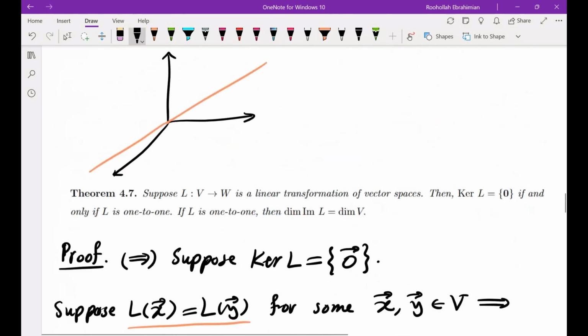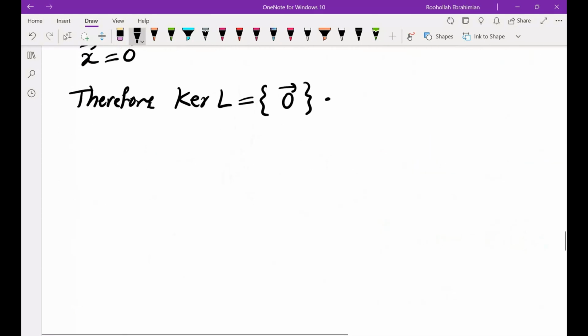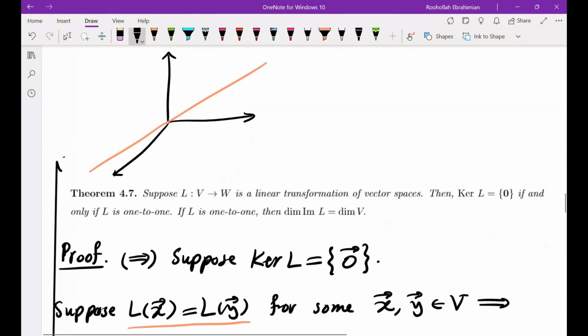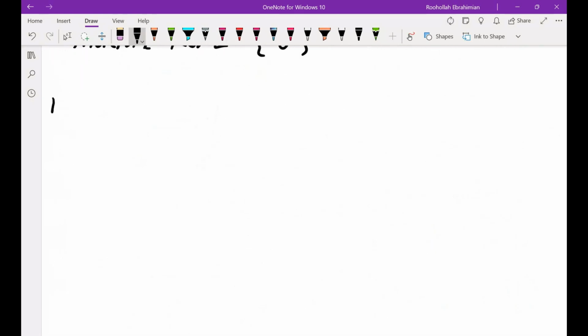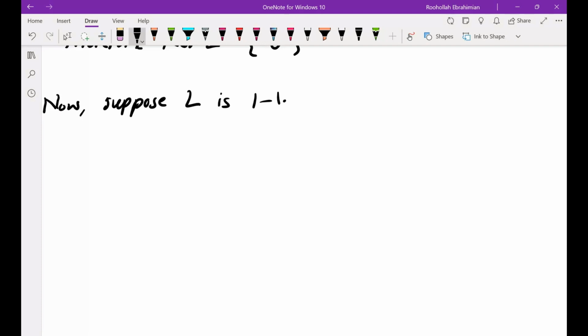Okay, so we showed that L is one-to-one if and only if the kernel contains only the origin. Next part is to assume L is one-to-one and then show that the image and the domain have the same dimension. So now suppose L is one-to-one, and we'll have to show that the domain and image have the same dimension.